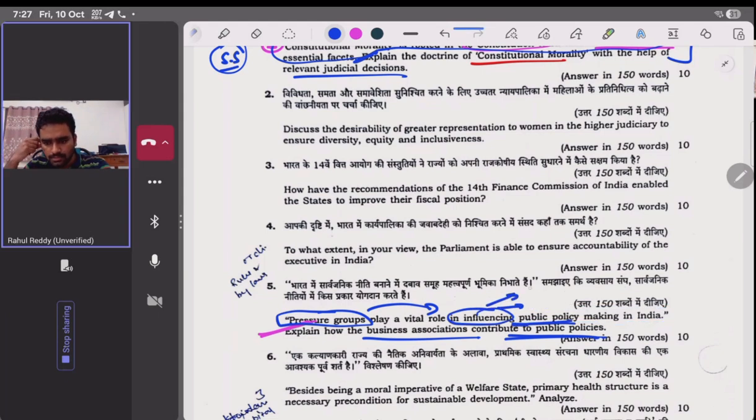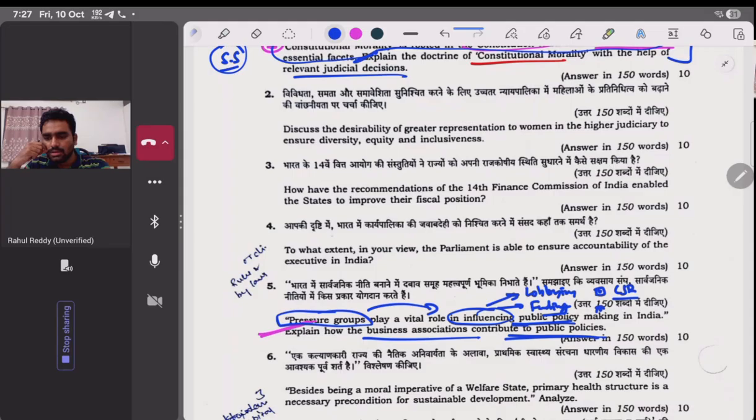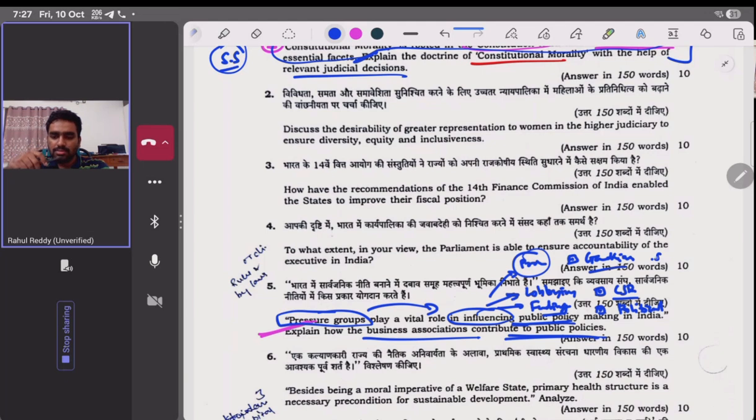By lobbying, by funding, right? By lobbying, by providing funding, by contributing CSR funds, by political funding, creating pressure. Or even riots and Gandhian movements, okay, strikes, influence. So these are the things.